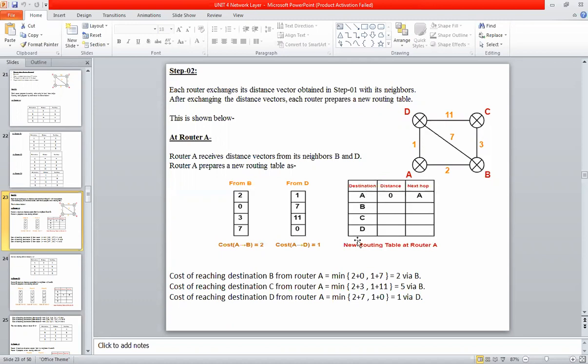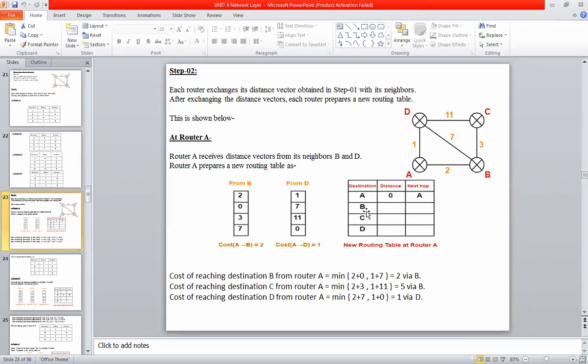How are you going to update the particular table? We consider the destination first, the distance second, and the next hop last. You are updating for router A. The destination will be A, the distance for A is 0 itself, and the next hop will be A itself. Remember this. The first line we have completed in the table.